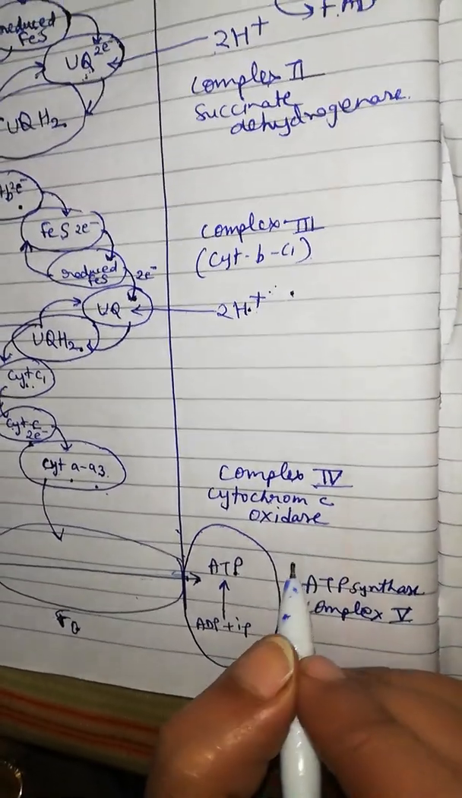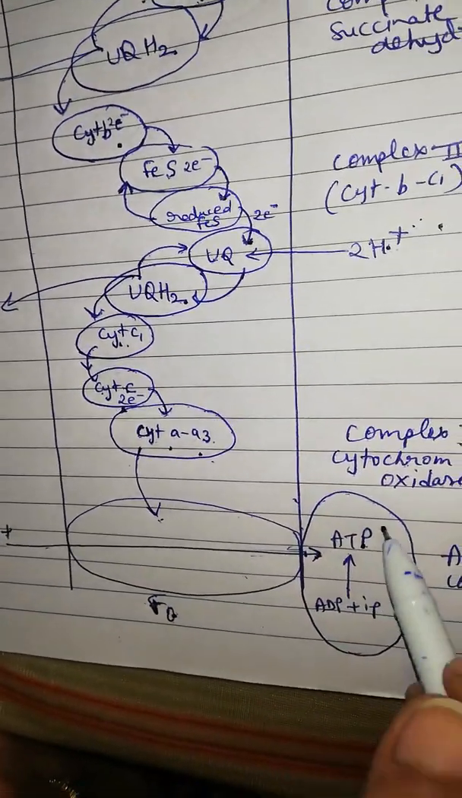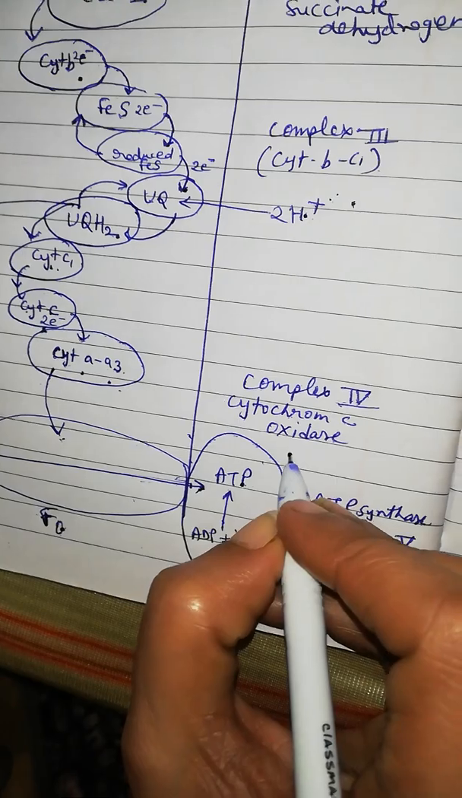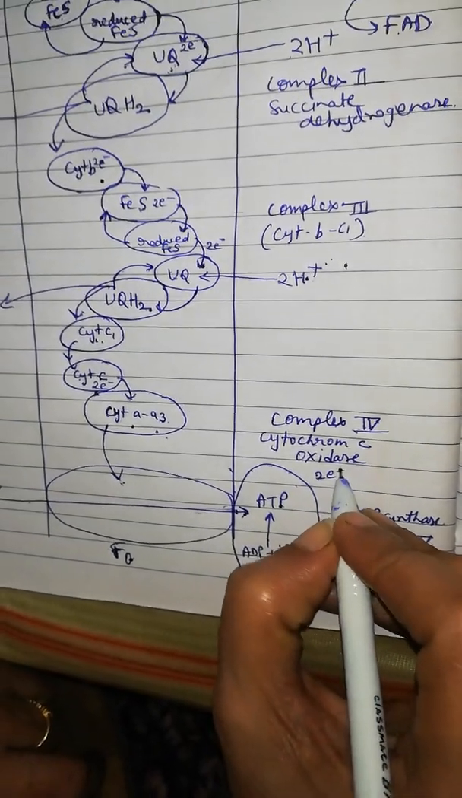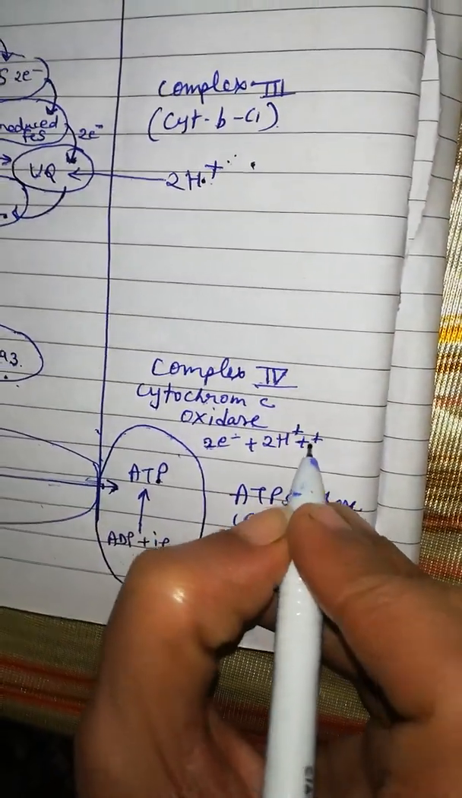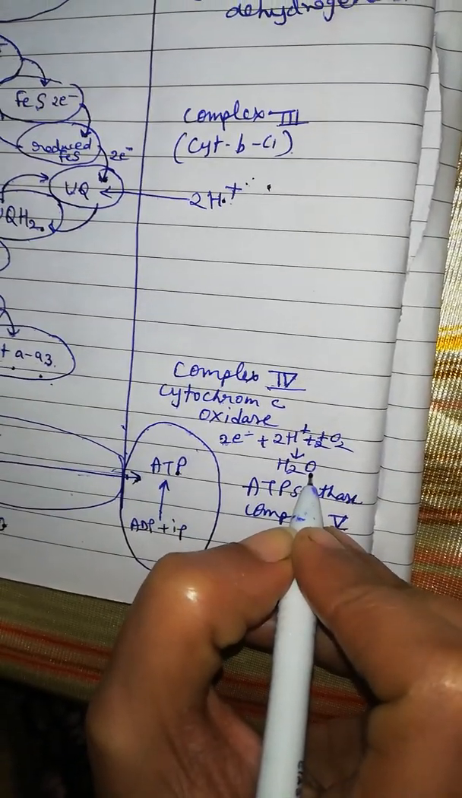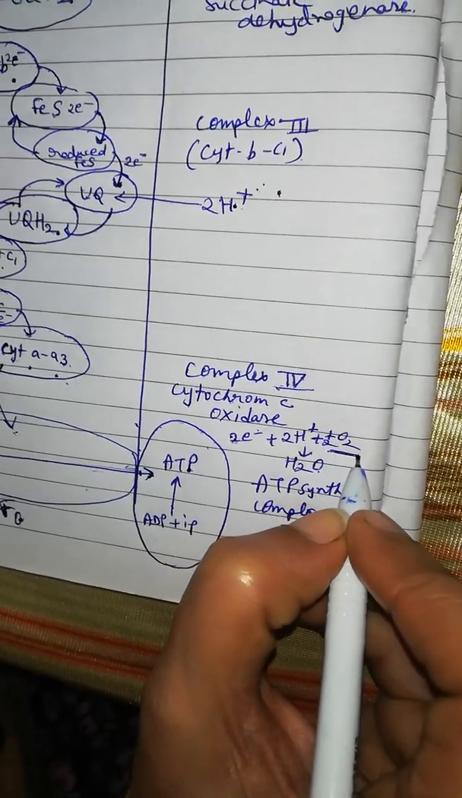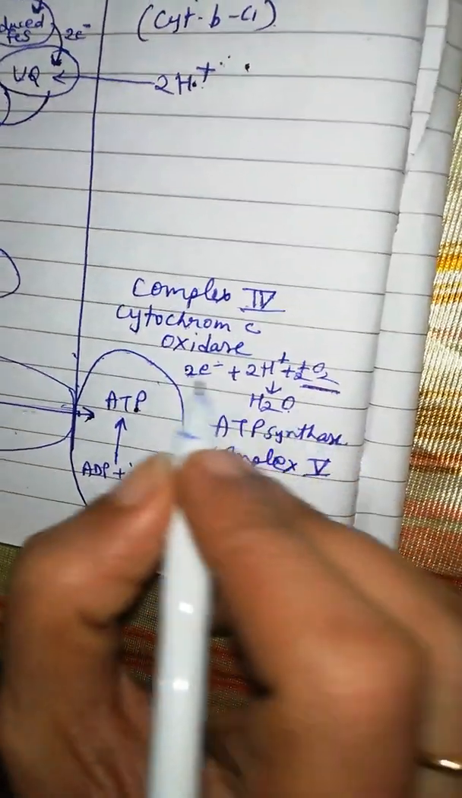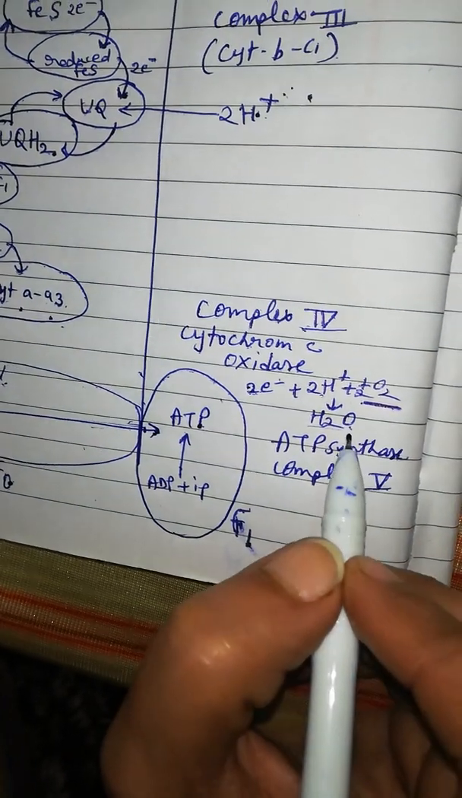And what else is happening? These electrons and protons which reach this point need to be removed. So how are these removed? 2 electrons plus 2 protons and molecular oxygen are required. Then a water molecule is formed. So we see oxygen is required in the last step. This oxygen is considered the ultimate acceptor of electrons and protons, and there occurs formation of a water molecule.